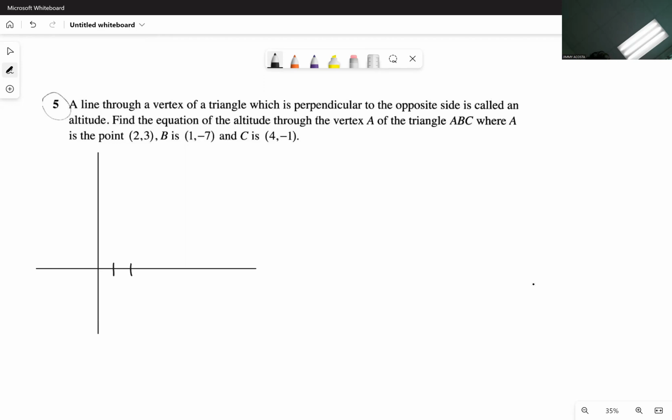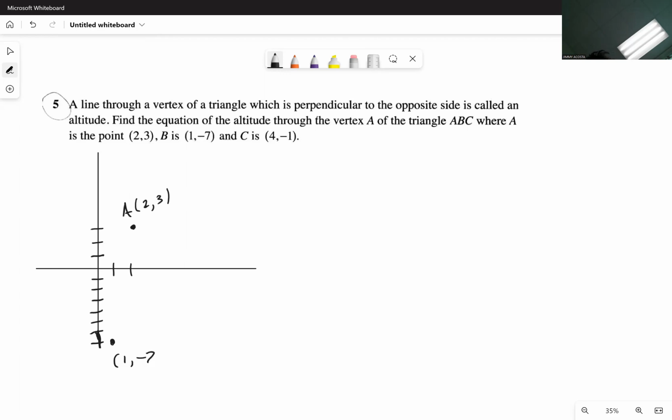1, 2, 1, 2, 3. This is going to be A. Let me make that A bigger. A. Then (1, -7): 1, 2, 3, 4, 5, 6, 7. I'm extending that line with the ruler. So here, (1, -7). I'll also write the coordinates in. It's a good idea to write as much information as you can as long as it doesn't get in the way.